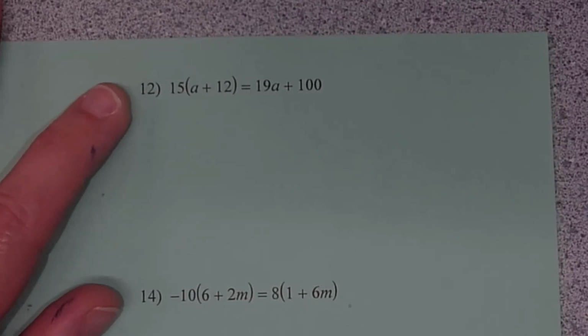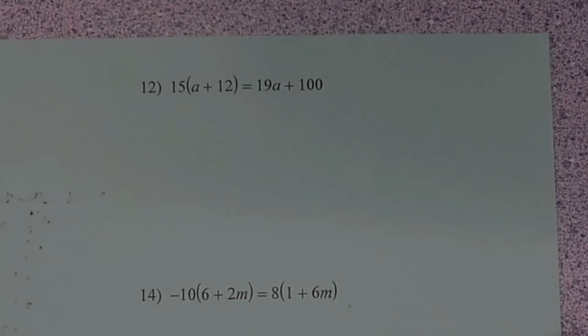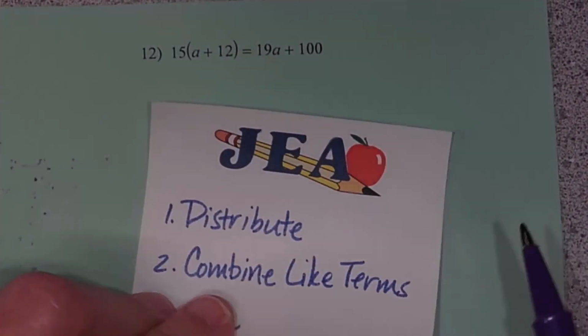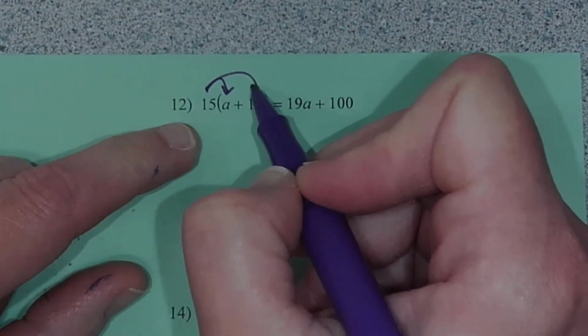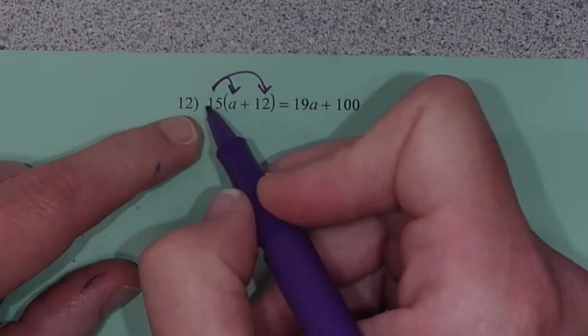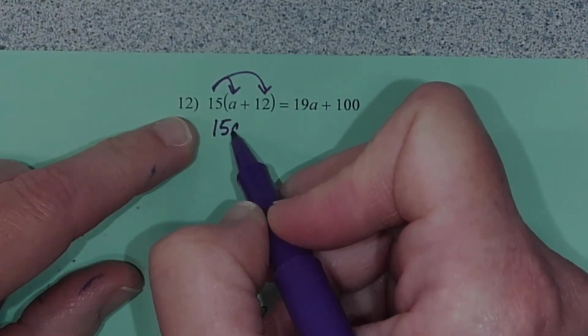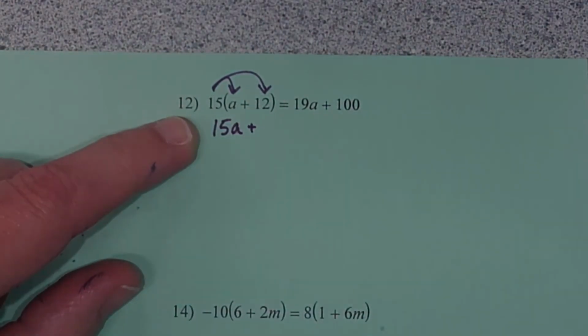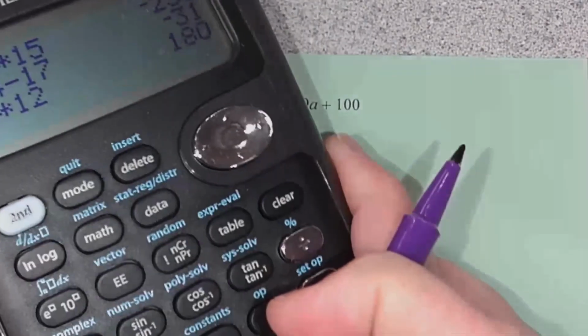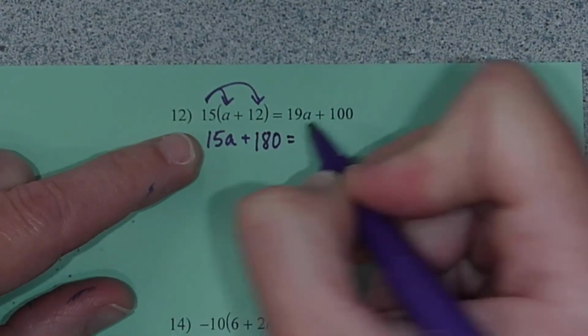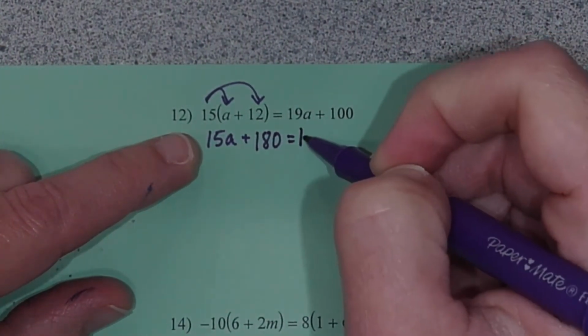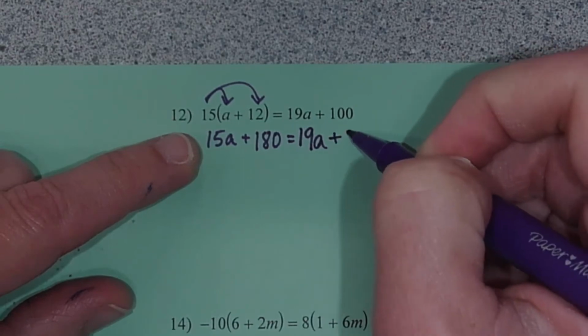All right, number 12. Is there any distribution here? Step 1, distribute. Oh, there's definitely distribution. Let's distribute that 15 to the a into the 12. So 15 times a is 15a, plus 15 times 12, I'm using my handy dandy calculator over here. I got 180. So plus 180 equals, and then I'm just going to copy all this down. I'm going to bring it down. 19a plus 100.